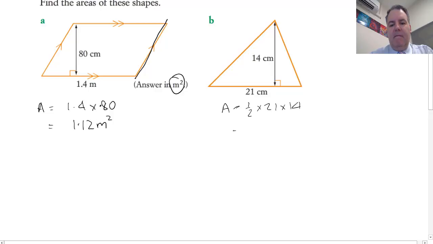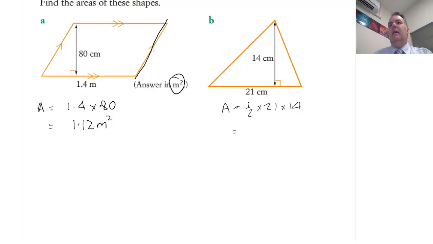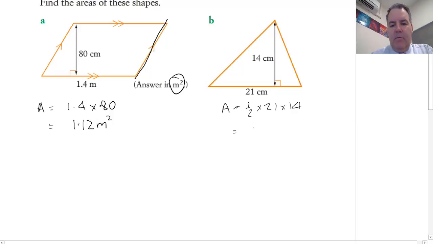Triangle over here on the right, the area is a half times the base times the height. Okay. Simple formula for the area of a triangle, and again I'm going to be cheating. A half times the base times the height. That is 147 centimeters squared. Easy.